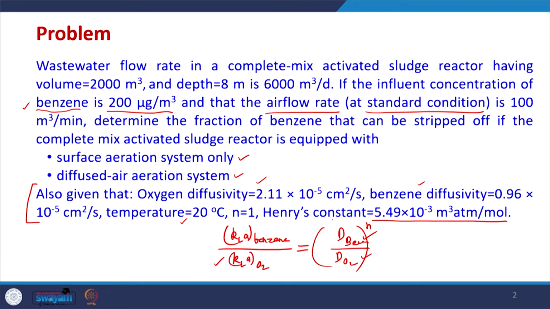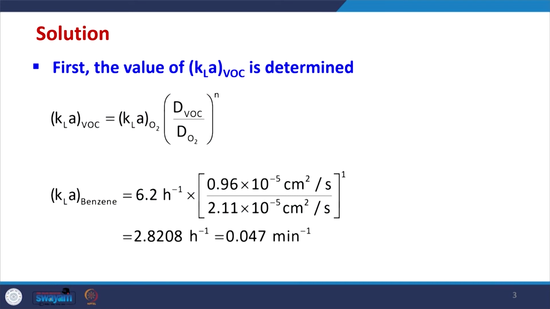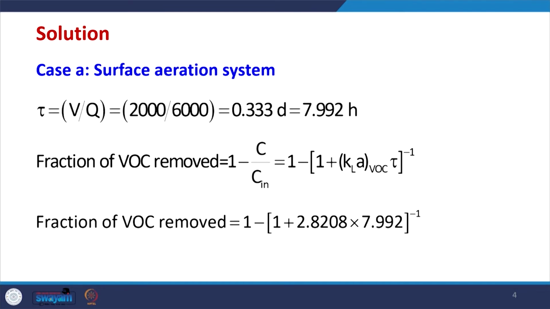Now, we have to solve for each of the conditions. Suppose in the first case we have only surface aeration, and in the second case we have only diffused aeration. The first step is to find out the KLa value. If you remember, the equation for surface aeration was this, and within this the tau value is given by V by Q. This was the equation that we derived in the previous class.